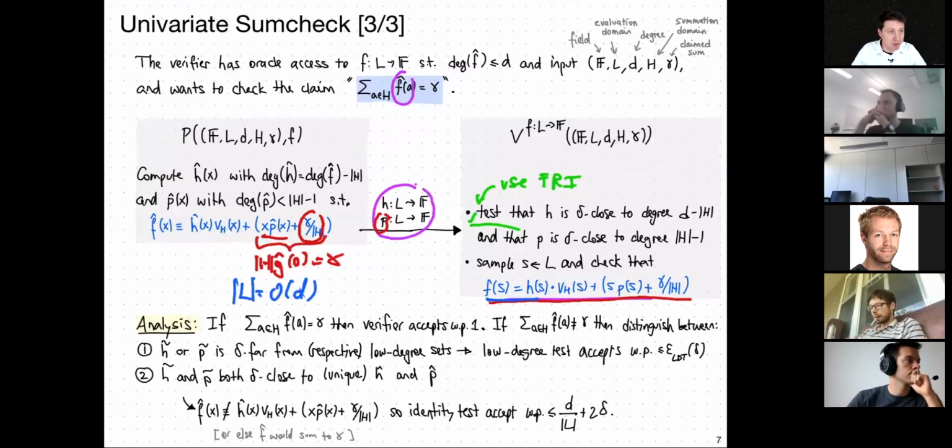Further questions before we move on? Because this is the last slide on the univariate sum check. Once we have it, we want to go up to R1CS. That's the next thing we want to do: leverage it to check satisfiability of rank 1 constraint systems.